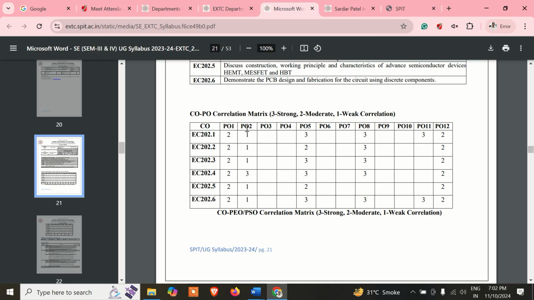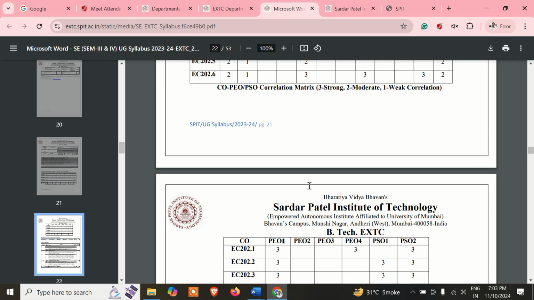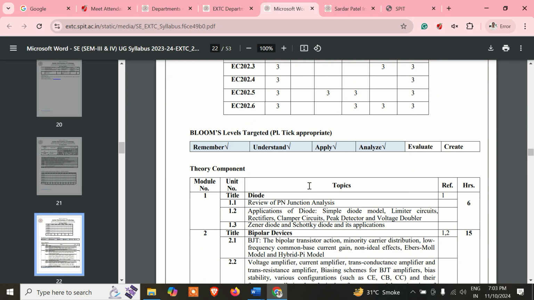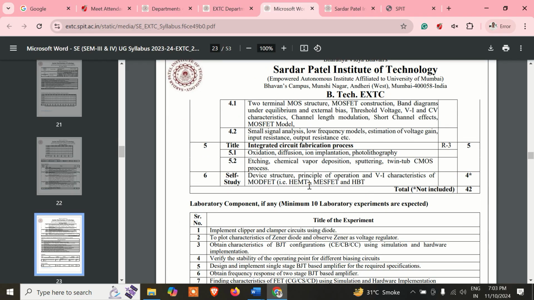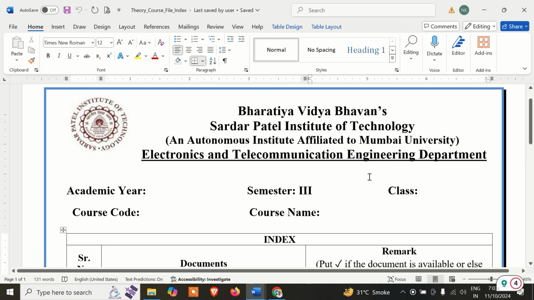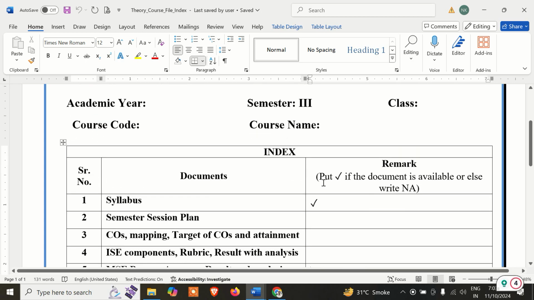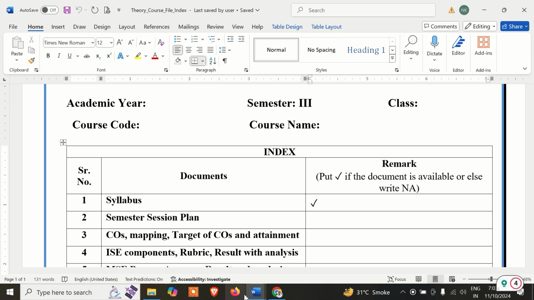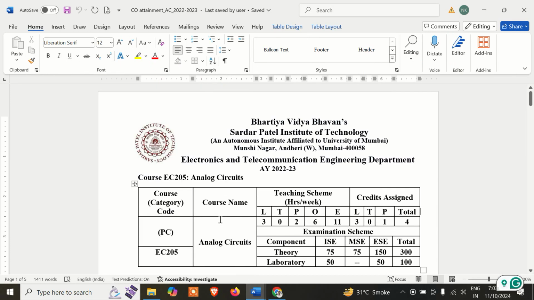These course outcomes, are they contributing to my program outcomes, the 12 program outcomes? Are they contributing strongly, moderately, or weakly? Weak means 1 mark, strong means 3 marks, moderate means 2 marks. So this entire thing is based on the guidelines. One has to follow it. Let's look at a typical course. Let's say a course in Electronics and Telecommunication, 3rd semester. We will discuss.